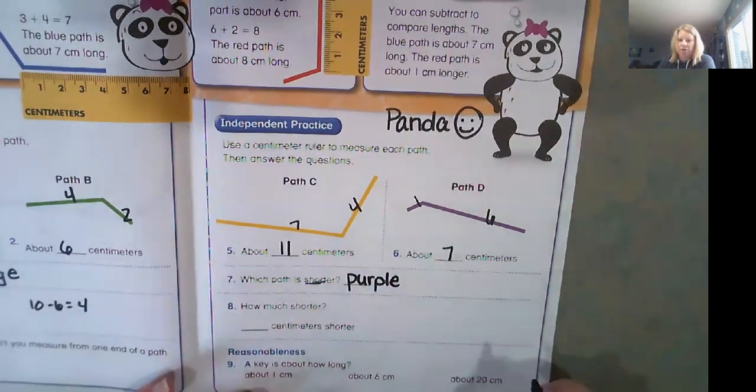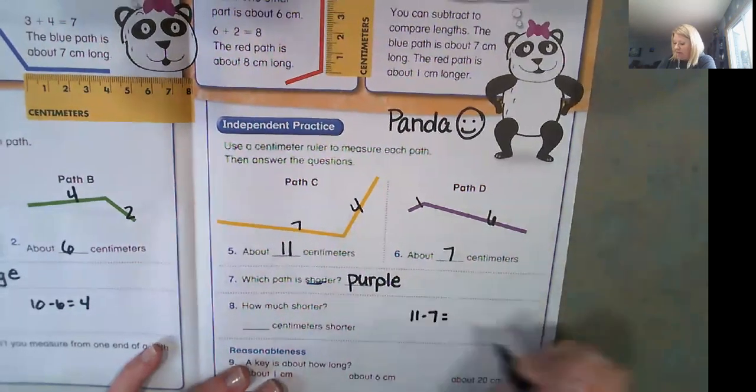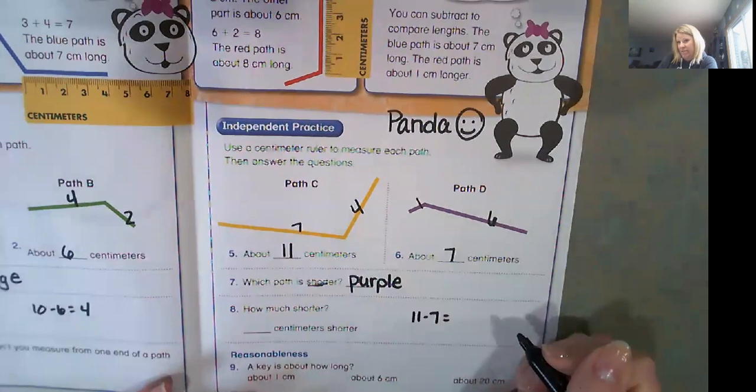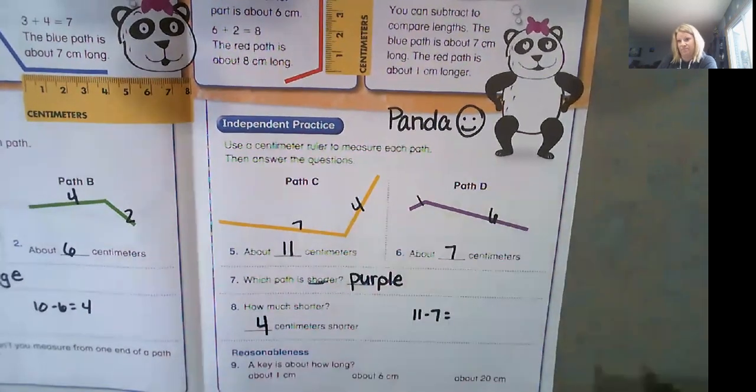And how much shorter? I have to do 11 minus 7. And I know 11 minus 7 is 7, 8, 9, 10, 11. 4. It's 4. Right? I can count forward. I can count back. 11, 10, 9, 8, 7. Or maybe you just have it memorized, which you should, but some of us don't. We need to keep practicing that. So 11 minus 7, 4.